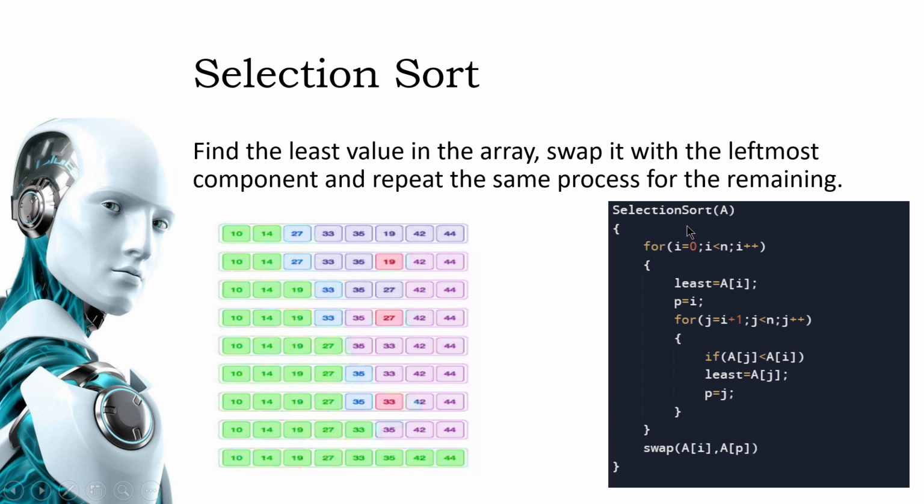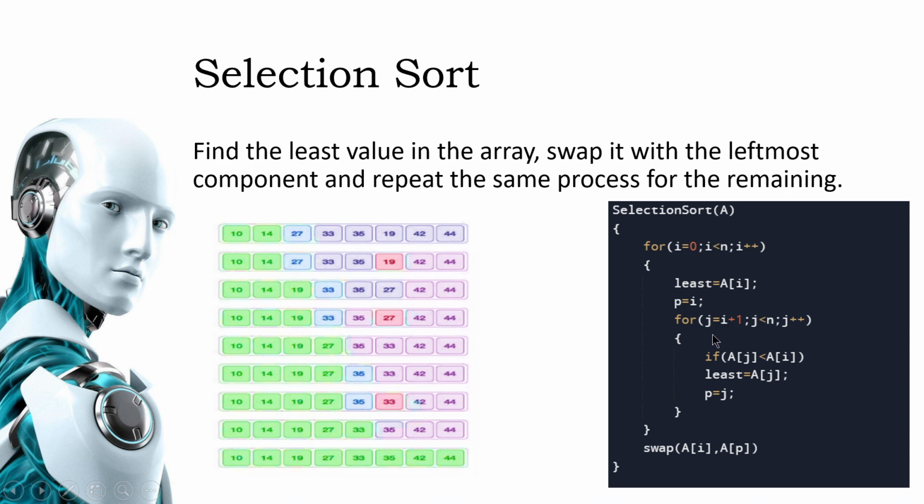Coming to the code part, the for loop over here, that is the first for loop, is going to keep a check of all the steps. So first when i is 1, then when i is 2, then i is 3, and so on. Each step, the value of i increments. Then for each value of i, you are going to store the index in p. The index value where the wall is going to be is stored in p.